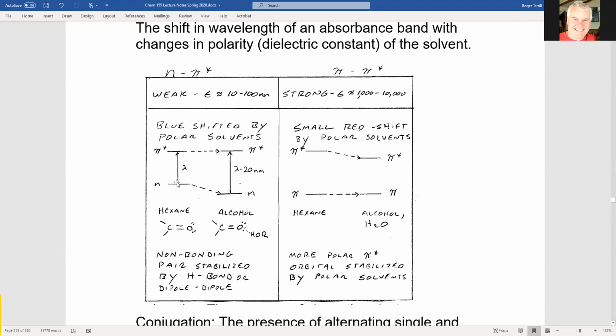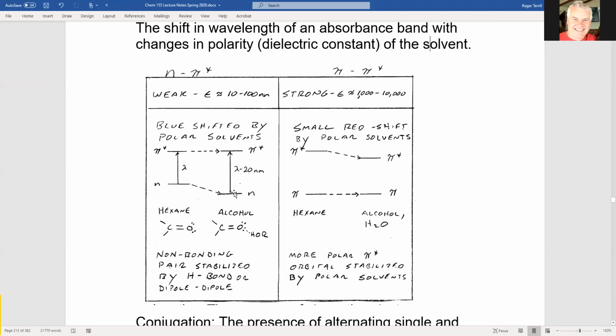And if you take, for example, a ketone or an aldehyde, and you dissolve it in hexane and you take the spectrum, then you dissolve it in alcohol and you take the spectrum, and you see a shift in a particular band to the ultraviolet by about 20 nanometers.